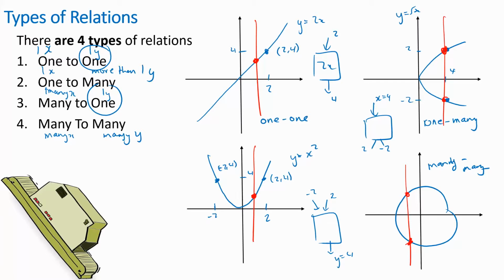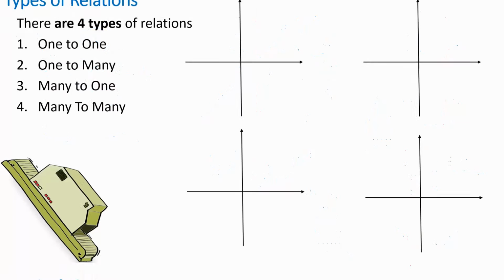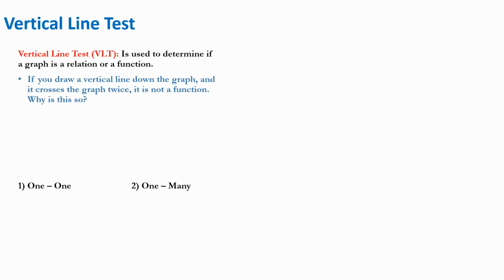Well, if it cuts it twice, what does that imply? You've got 2 y values. Well, 2 y values means that you don't have a function. So therefore, a vertical line test is whether you have a function or not. Okay? So that's a vertical line test. A vertical line test is just used to determine if a graph is a relation or a function.